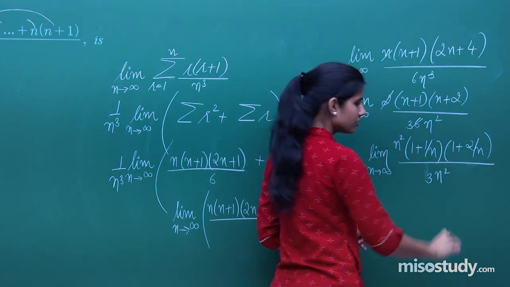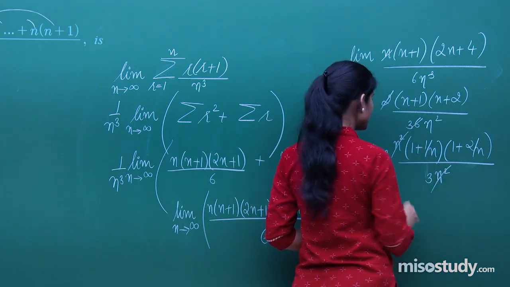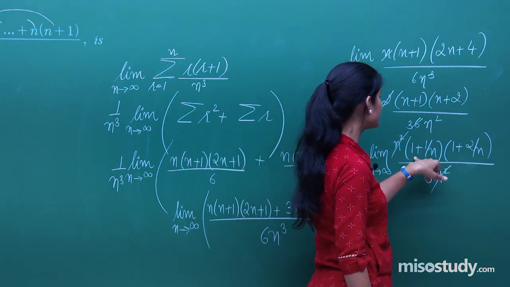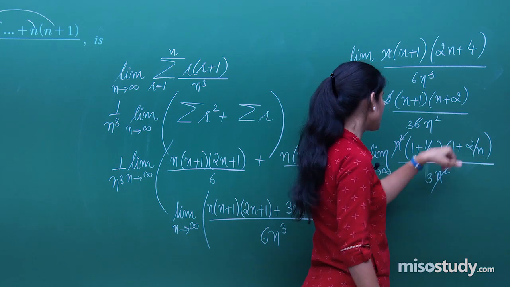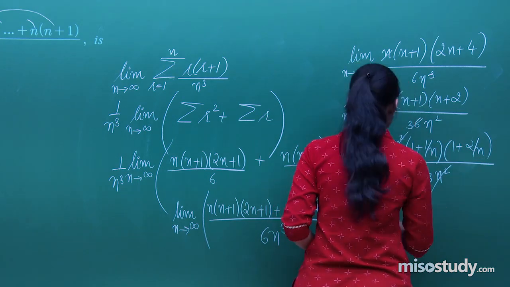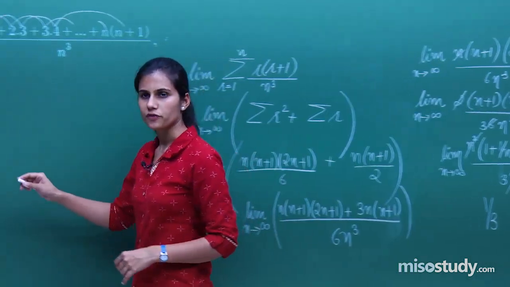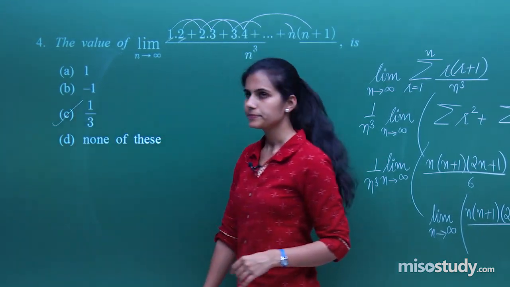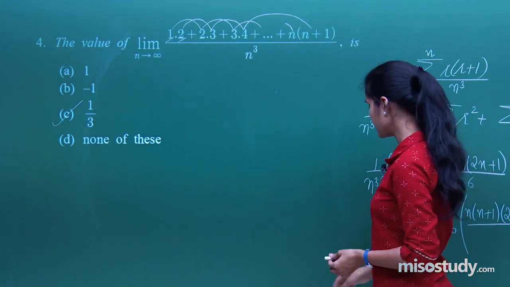3n square. Right? This gets cancelled out as n tends to infinity, this tends to 0, this tends to 0, so you get 1 by 3 as your final answer, and that is your correct option. That's how you compute this limit.